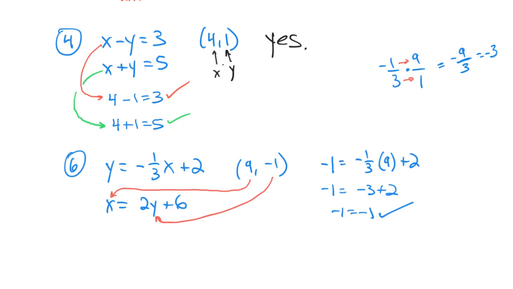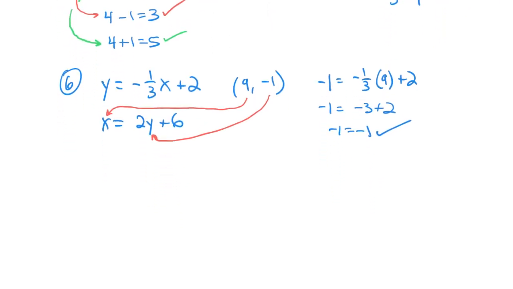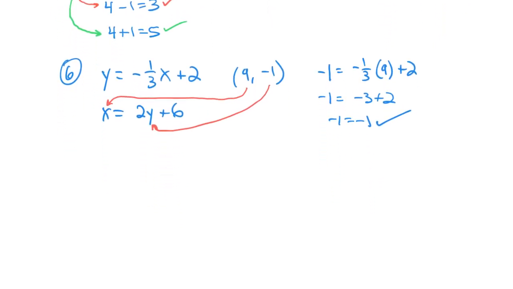So let's make a little space here. To try it out, we would get 9 equals 2 times y, which is negative 1 plus 6. 9 equals negative 2 plus 6. And we can see that's not going to work. So as soon as you get here, we have a frowny face because we're so sad. We were hoping it was a solution, but it's not.